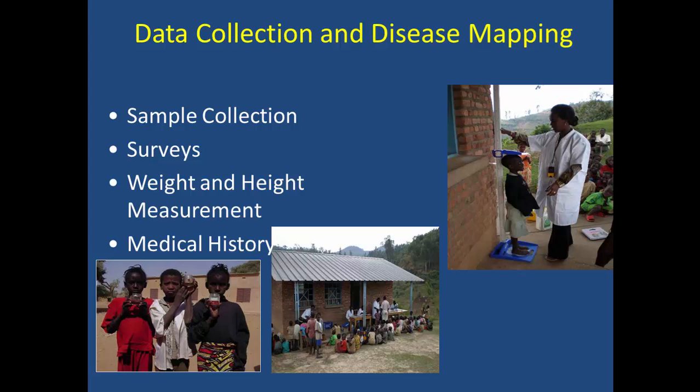Having said that, they may be infected, but at a low dose that the urine doesn't become red. And then also the other version of it, Schistosomiasis mansoni, does not cause bloody urine. So you have to do other types of samples. You have to do either blood or urine or fecal samples; fecal is a very common type of sample you would take for a lot of the STHs. Surveys, height and weight measurement, and medical history are very common for doing this.